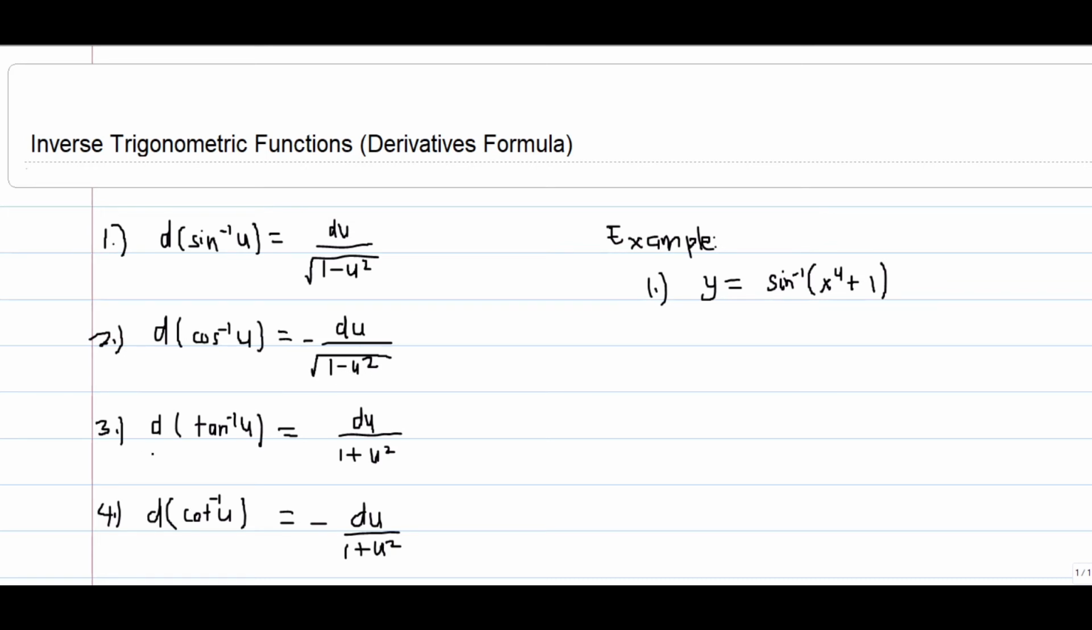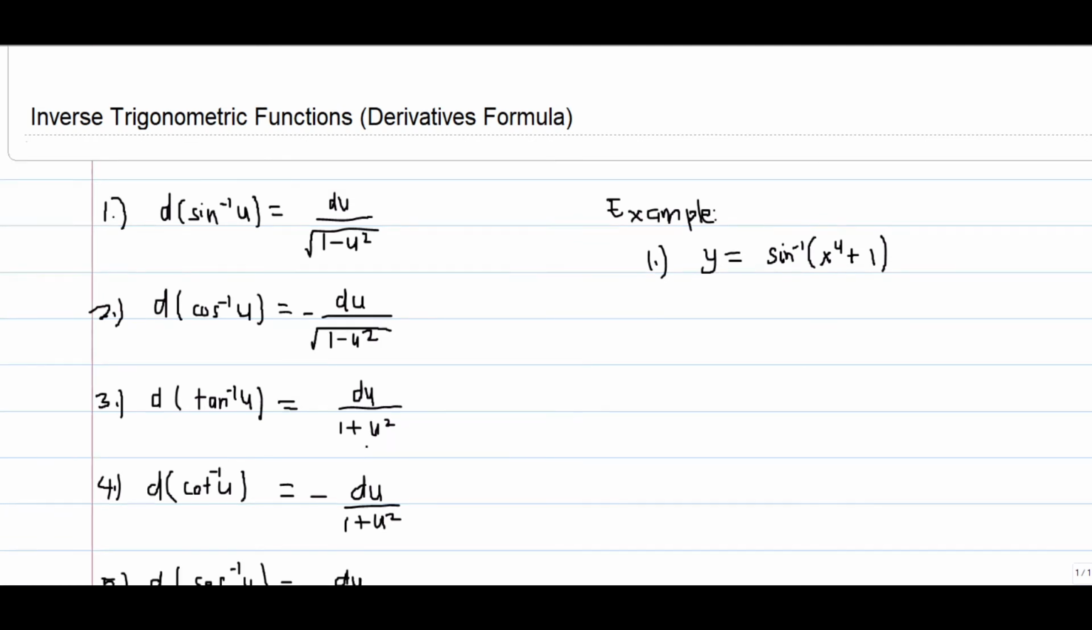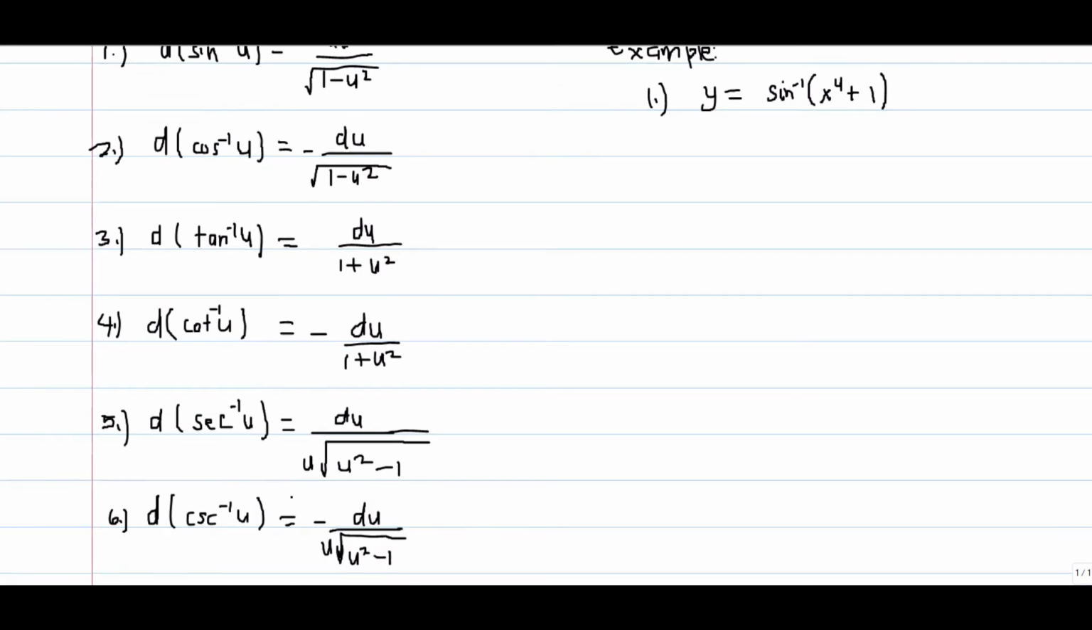Then next is the derivative of tan inverse u, which is equal to du over 1 plus u squared. Then next is the derivative of cotangent inverse u, that is equal to negative du over 1 plus u squared. Next is the derivative of secant inverse u, that is equal to du over u square root of u squared minus 1.